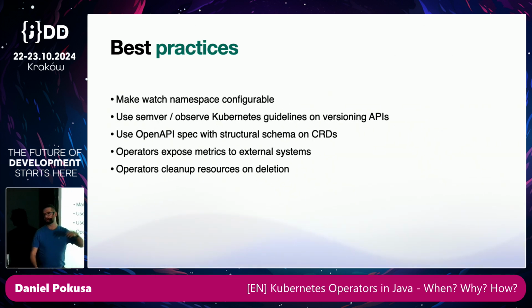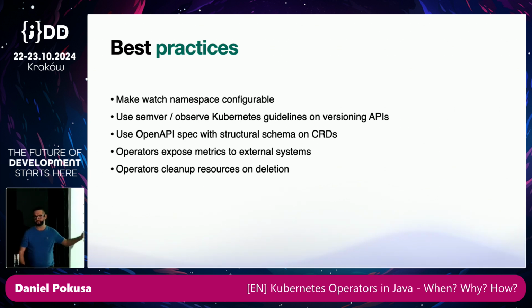Make watch namespace configurable. Use Semver and observe Kubernetes guidelines on versioning API. It's pretty important to follow the guidelines because Kubernetes, especially any cloud version of Kubernetes, will not allow you to break the rules. There are certain rules, like v1 alpha 1 can be deprecated by v1 beta 1. But to deprecate any higher version, you need additional higher versions. So to deprecate v1, you will need v2 deployed, and v1 should be available for at least one Kubernetes version. So you will need to deploy v2, and when you deploy v3, v1 can be deprecated and deleted. So first it's called deprecated, and after that you can delete it.